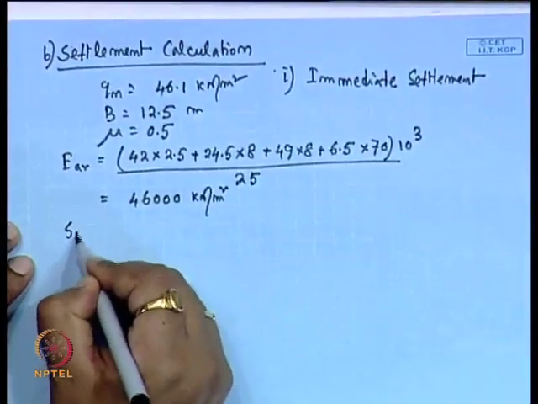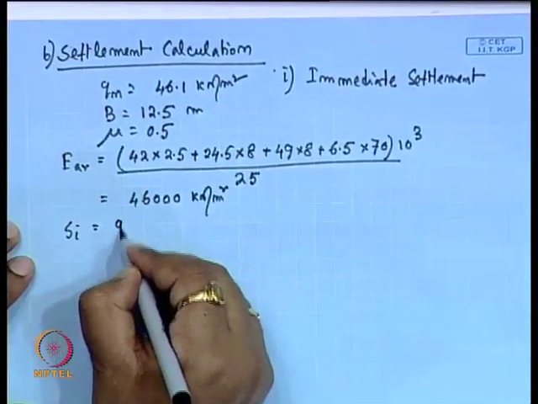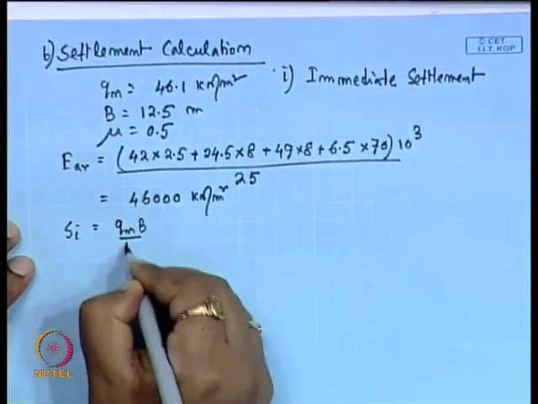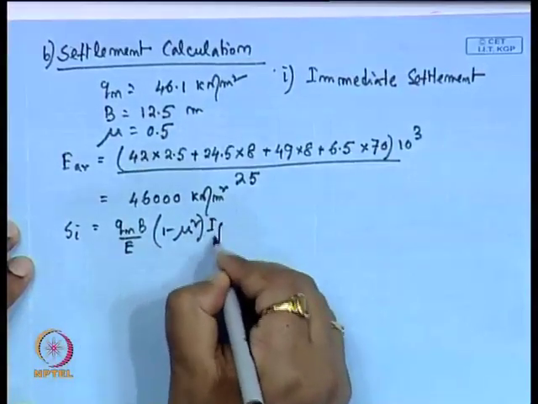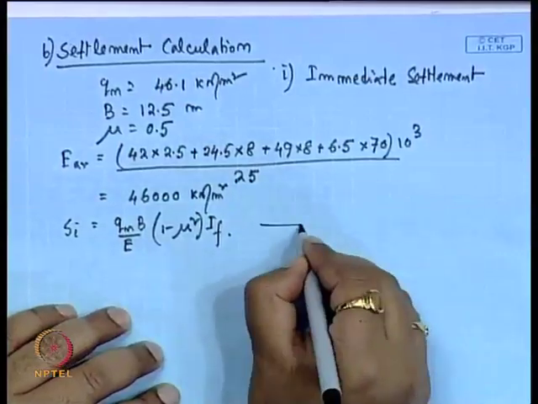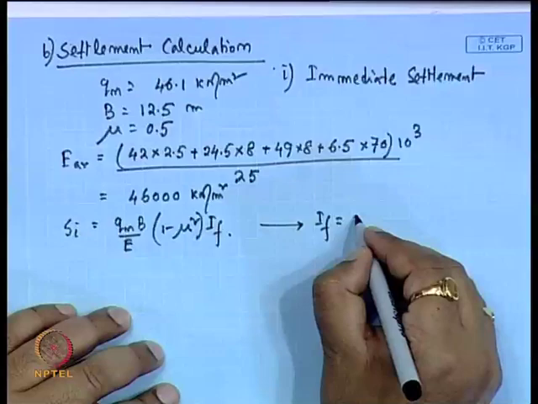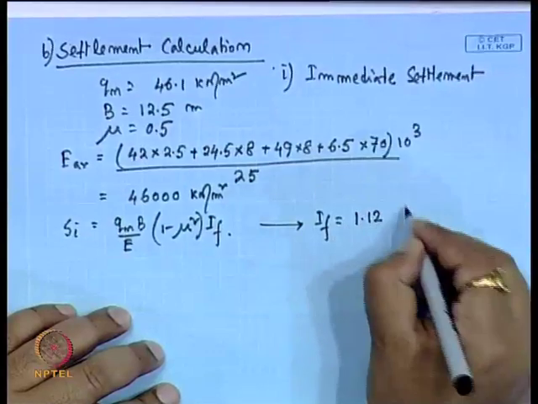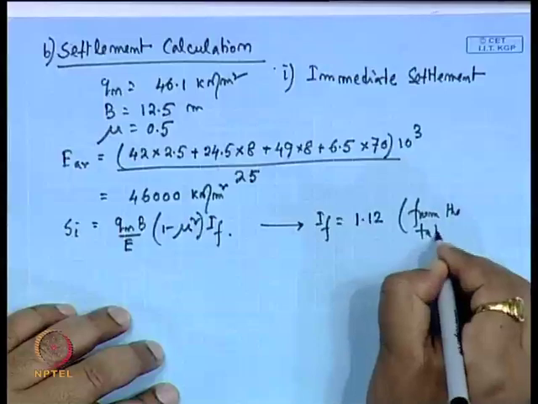So, the immediate settlement S_I is q_n into B divided by E into (1 minus mu square) into I_f. This is the influence factor. Now, for this, from the table of influence factor for the square footing, we are taking 1.12.